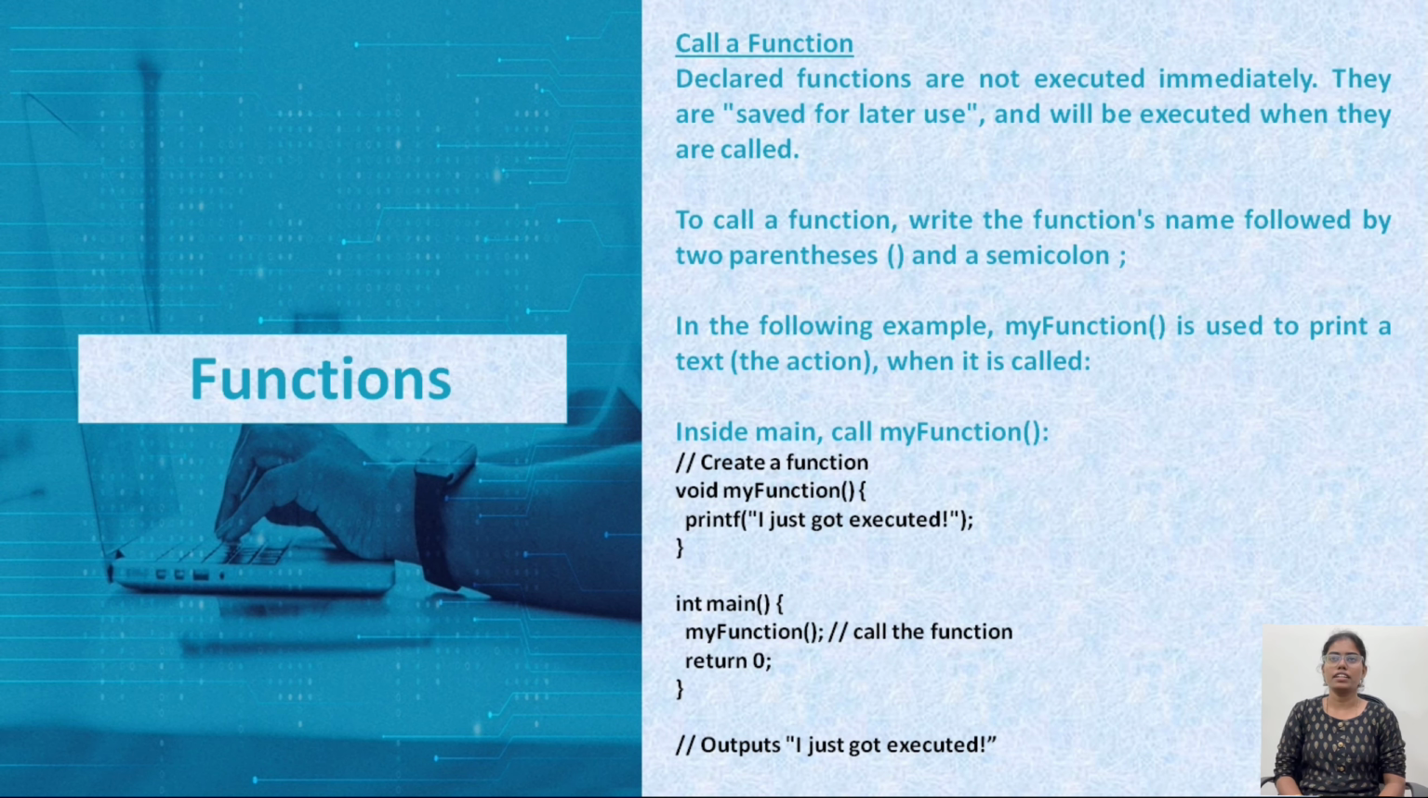Call a function. Declared functions are not executed immediately. They are saved for later use, and they will be executed when they are called. To call a function, write the function's name followed by two parentheses and a semicolon. In the following example, myFunction is used to print a text, the action, when it is called.